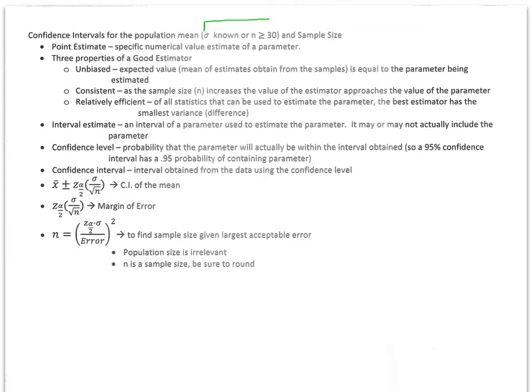What if one of these two conditions is met here? Sigma is known, which means we either know the standard deviation of our population, or our sample size is 30 or larger. So we have a pretty decent sized sample.